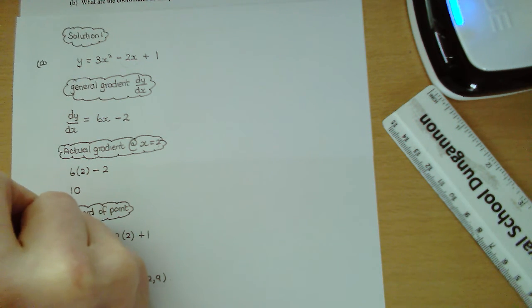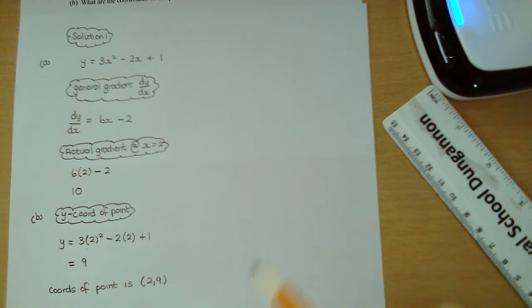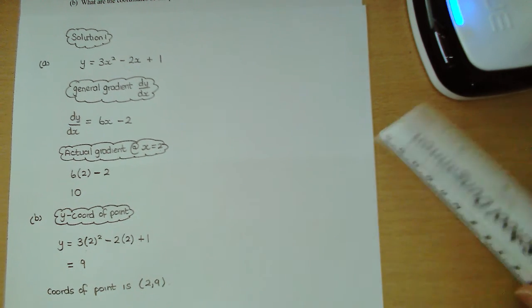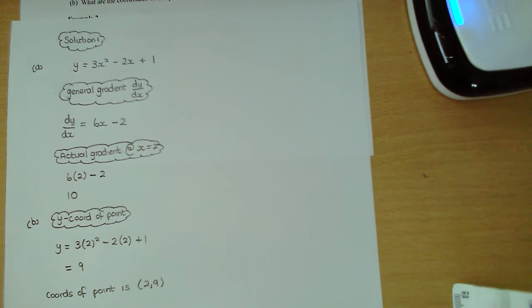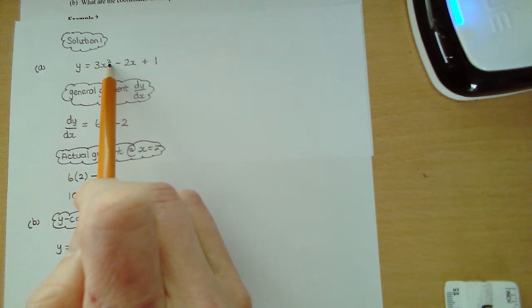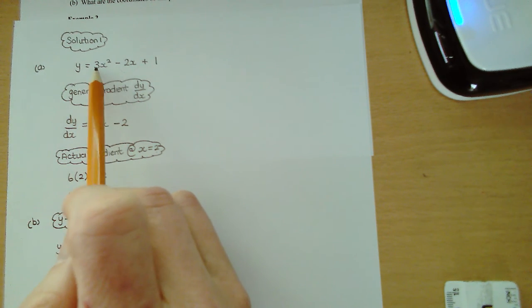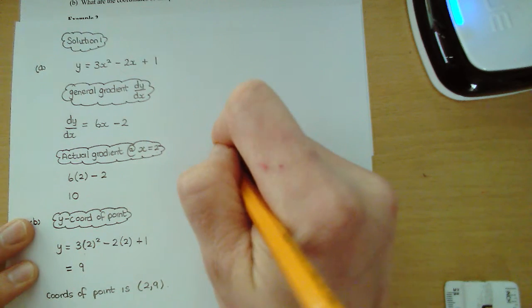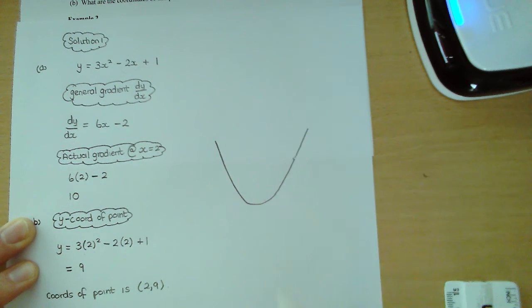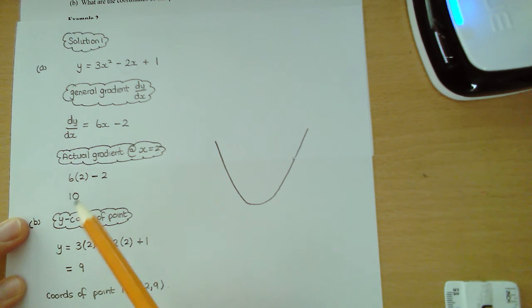Now, just to go a wee bit further, I'm going to draw a sketch here to illustrate what has just happened in this question. You don't need to draw a sketch, but I think it's useful to help you understand what's happened. So what we have here is a quadratic curve. Highest power is 2. The coefficient of x squared is positive, so it's a happy shape. So we have something like this. Happy shaped quadratic. Now, what we've just discovered is that at the point 2, 9, the gradient is 10.